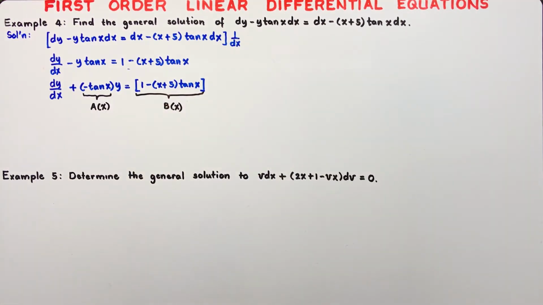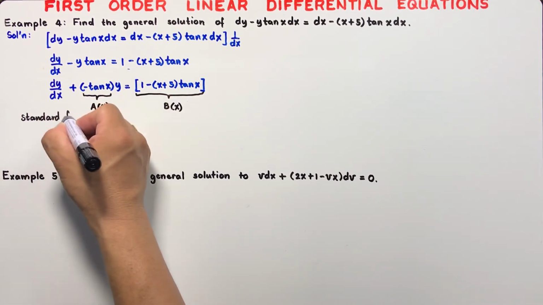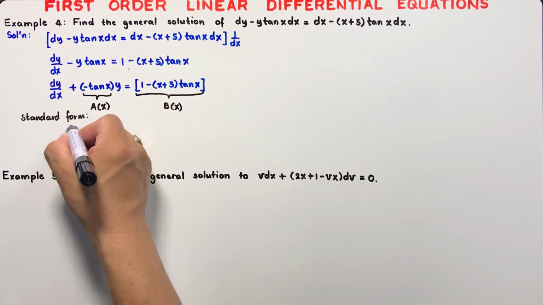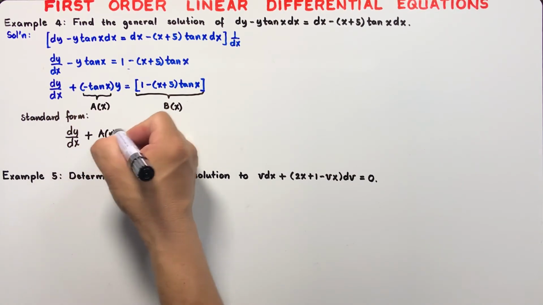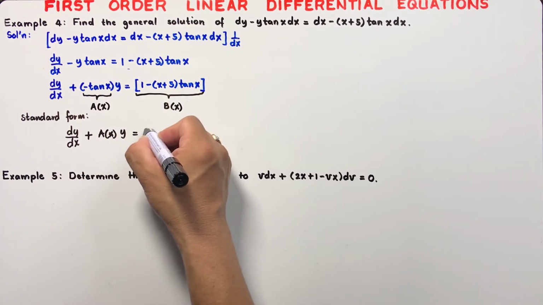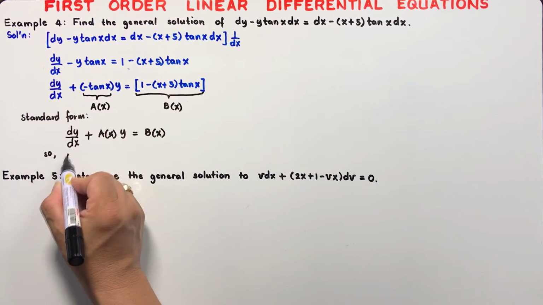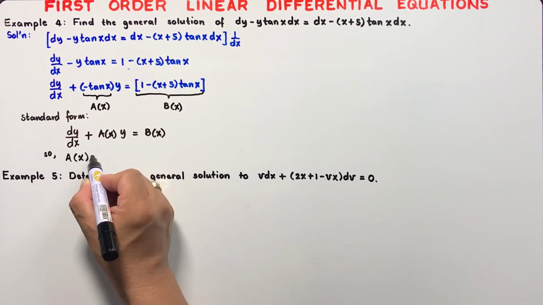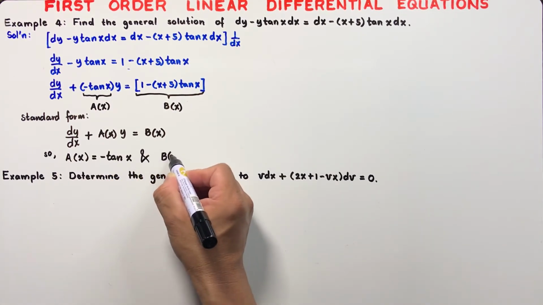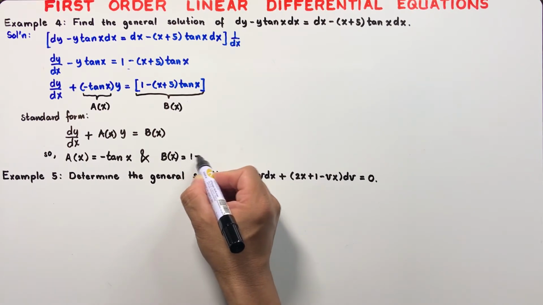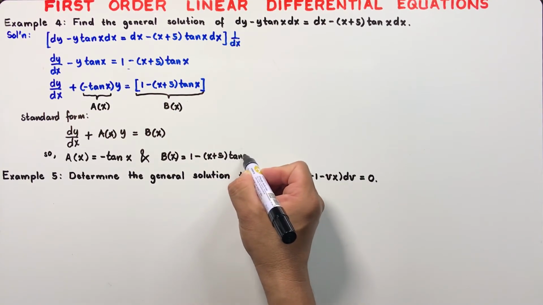because as you can recall, our standard form number 1 is having a form of derivative of y with respect to x plus a of x times y, which is equal to the b of x. So therefore, our a of x here is equal to the negative tangent x, and our b of x is equal to 1 minus the quantity of x plus 5 times tangent x.